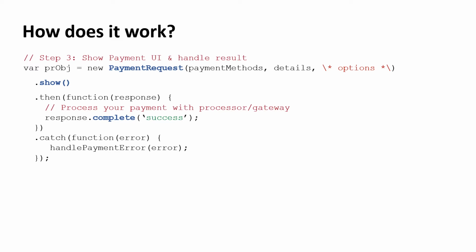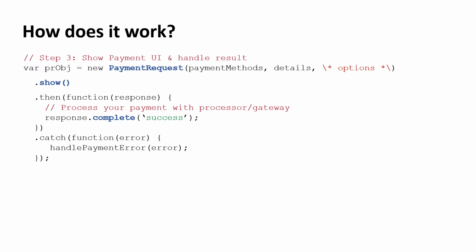So just create the payment request object and create one show function here. Payment request show will be called when the user clicks the pay button. Then the show API is called, and the browser will make the simple UI which you've seen.